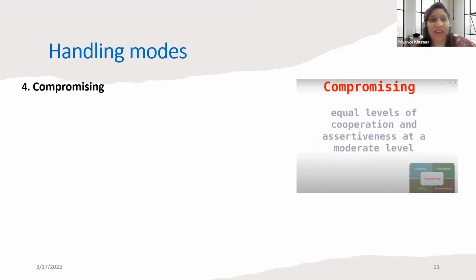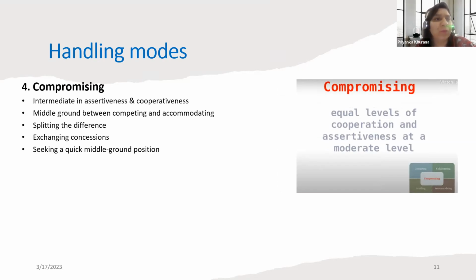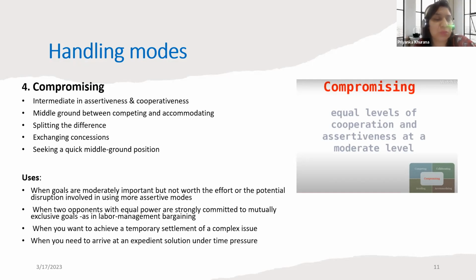Compromising, which is our fourth handling mode as per the Thomas-Kilmann instrument, which is equal level of cooperation and assertiveness at a moderate level. As we saw from that story we talked about, the chefs divided the lemon among themselves. So that's kind of a middle ground they are trying to identify. So it's intermediate in between assertiveness and cooperativeness: middle ground, splitting the difference, exchanging concessions, and seeking a quick middle ground position. So where can we use this mode?